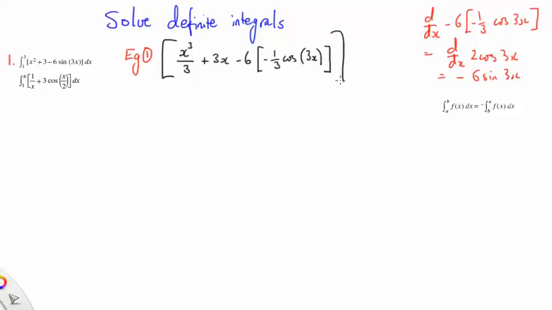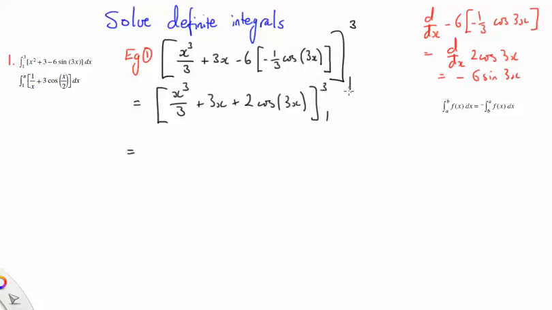And then you do your big brackets and you put your terminals out the front there, the 3 and the 1. Alright, let's tidy it up a bit. We've got x cubed on 3 plus 3x plus 2 cos 3x. And we've got 3 and 1 as our terminals.